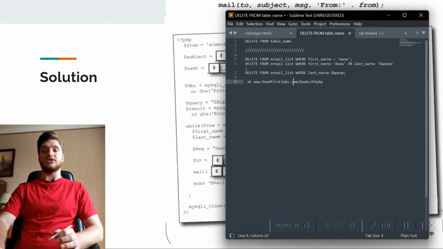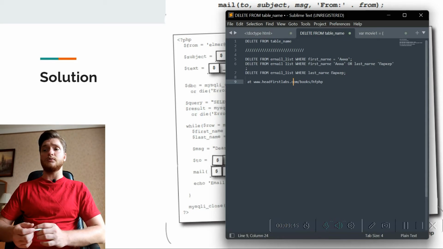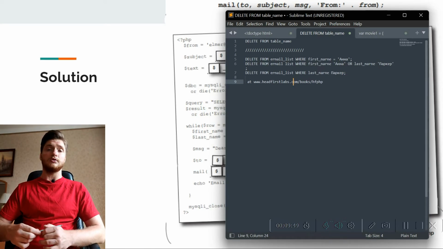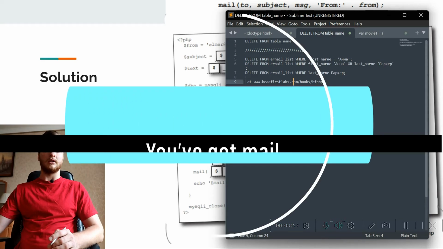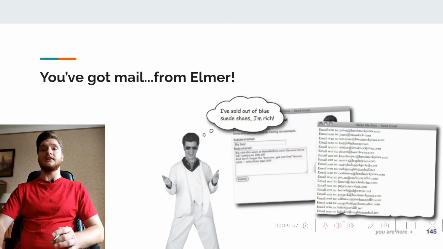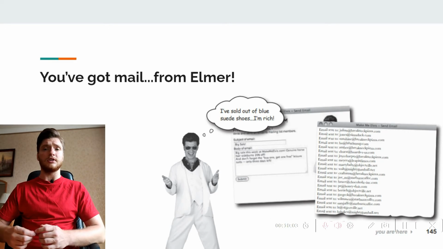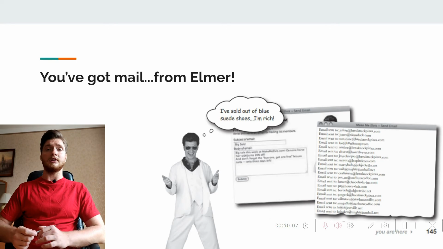Enter an email message in the form and click submit. Keep in mind that your email address will need to be on the mailing list in order for you to receive the message. You got email from Elmer. At last, Elmer can send out his Make Elvis email to everyone on his mailing list by using his new send email web form and the PHP script.